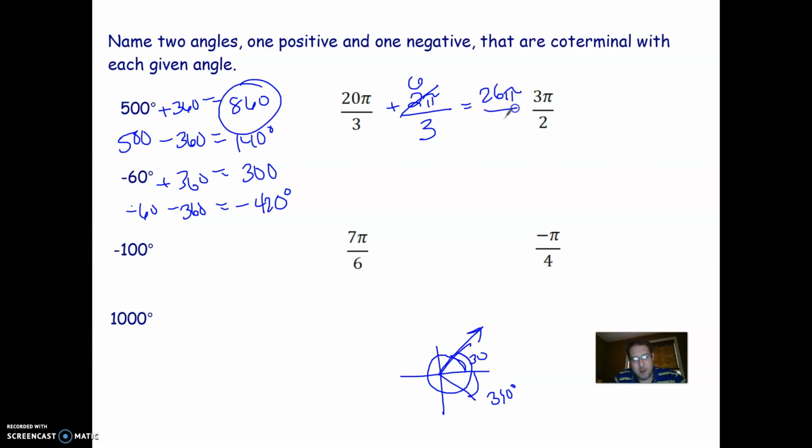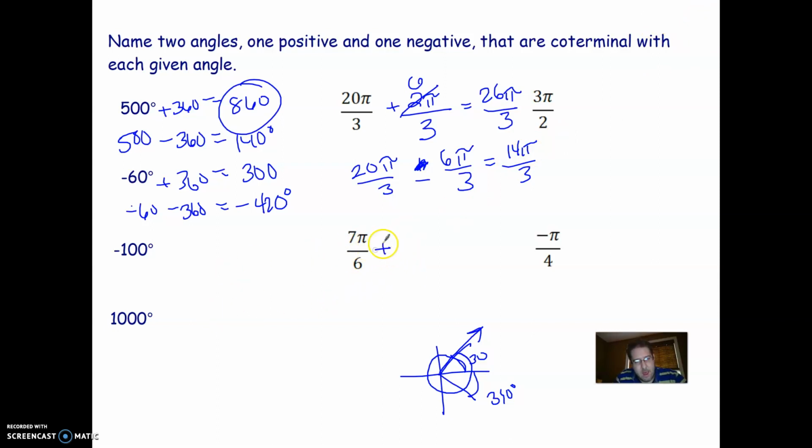I get 26 pi over 3. And then to subtract, that's easy because I already have, minus 6 pi over 3. 20 pi minus 6 pi ends up being 14 pi over 3. All right, so I am limited on time. Oh, you know what? I'm going to do one more.